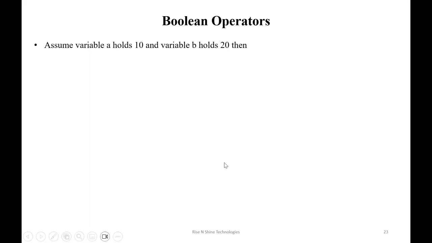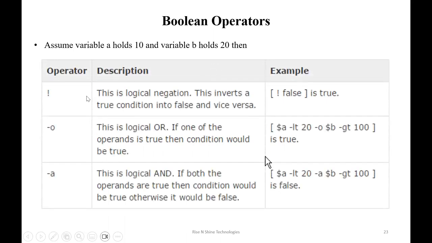Now, the Boolean operators. The Boolean operators are mainly what we remember as true and false. True or false, these two are called Boolean operators. Assume variable A holds 10 and variable B holds 20. That means A equals 10 and B equals 20. Here some logical Boolean operators have also been explained, which normally represent true or false. There are some important operators, so just try to understand them. What is this notation?